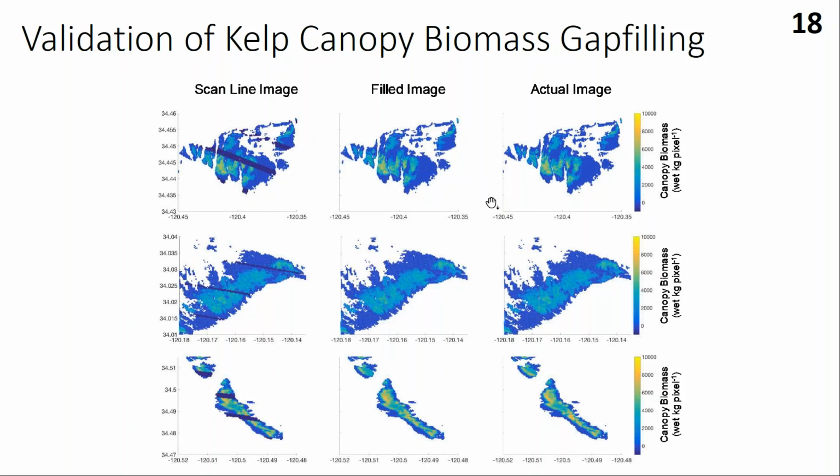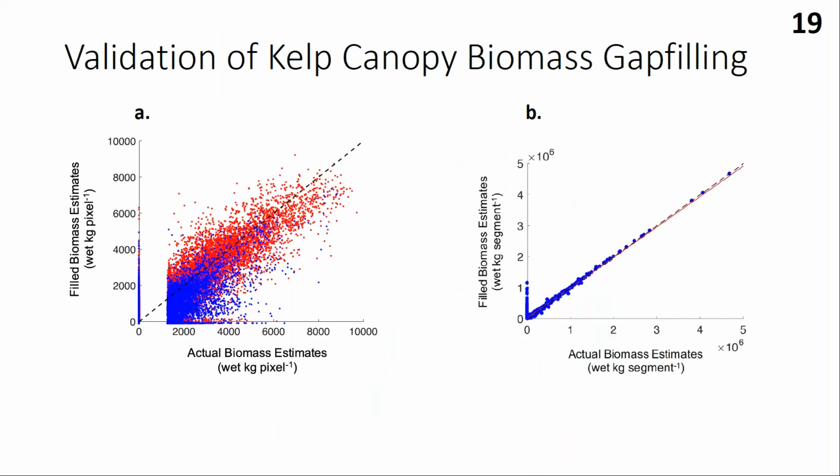And so what we did here is we took Landsat 5 imagery, we put missing data lines over them, and then we filled the gaps, and then we compared them to the actual images. And next slide. And so the synchrony gap filling validation shown here in red in figure A does fairly well on the pixel scale. And it does quite well when pixels are aggregated to a patch scale, which we see in figure B.